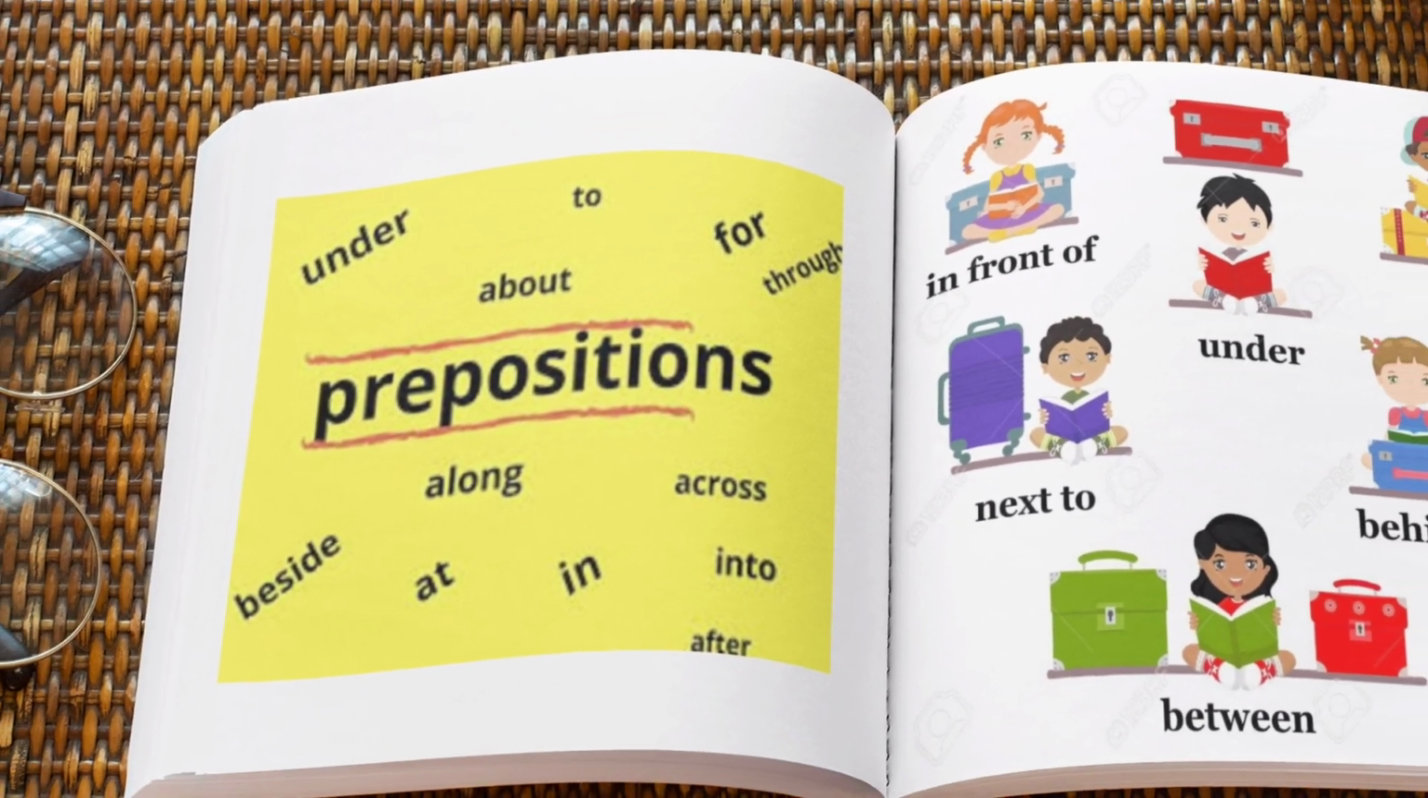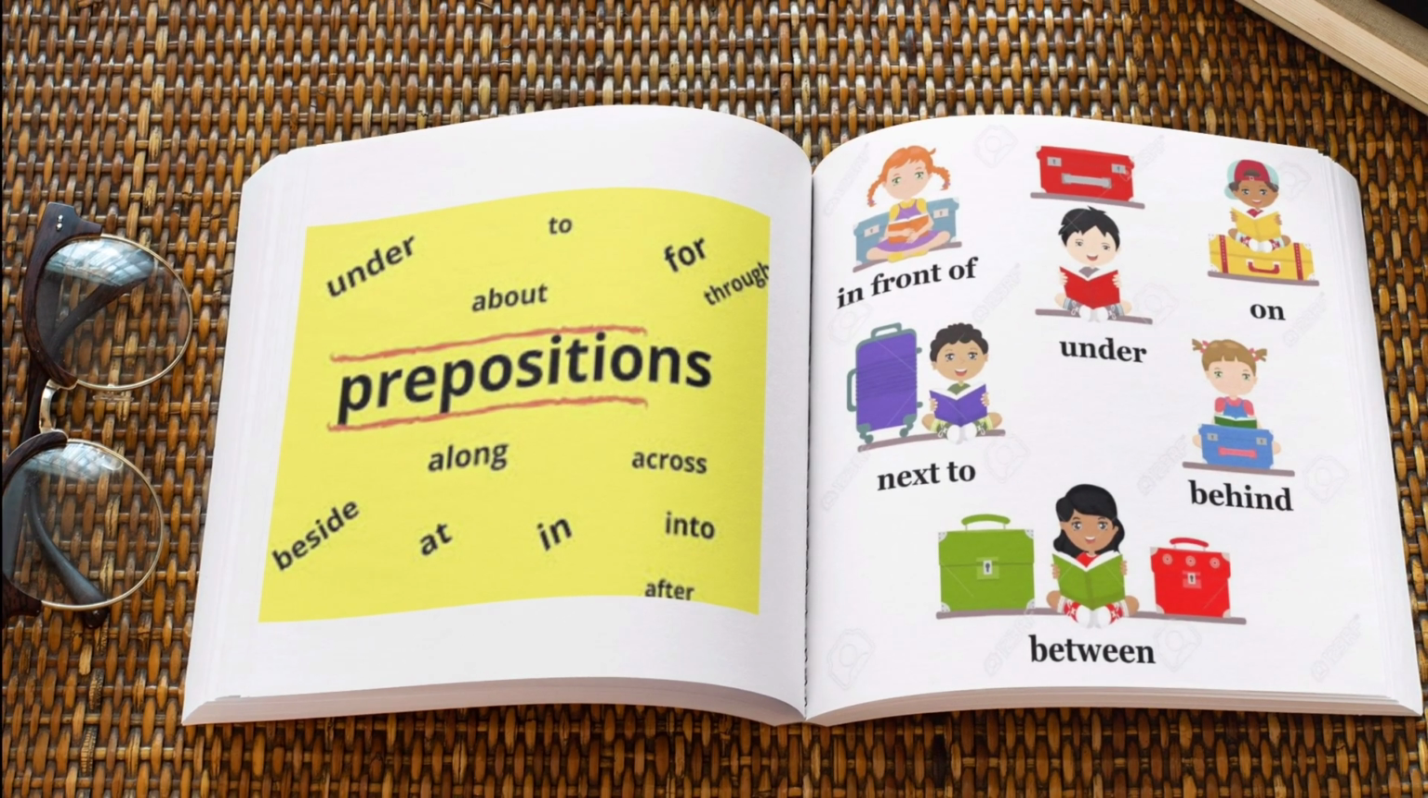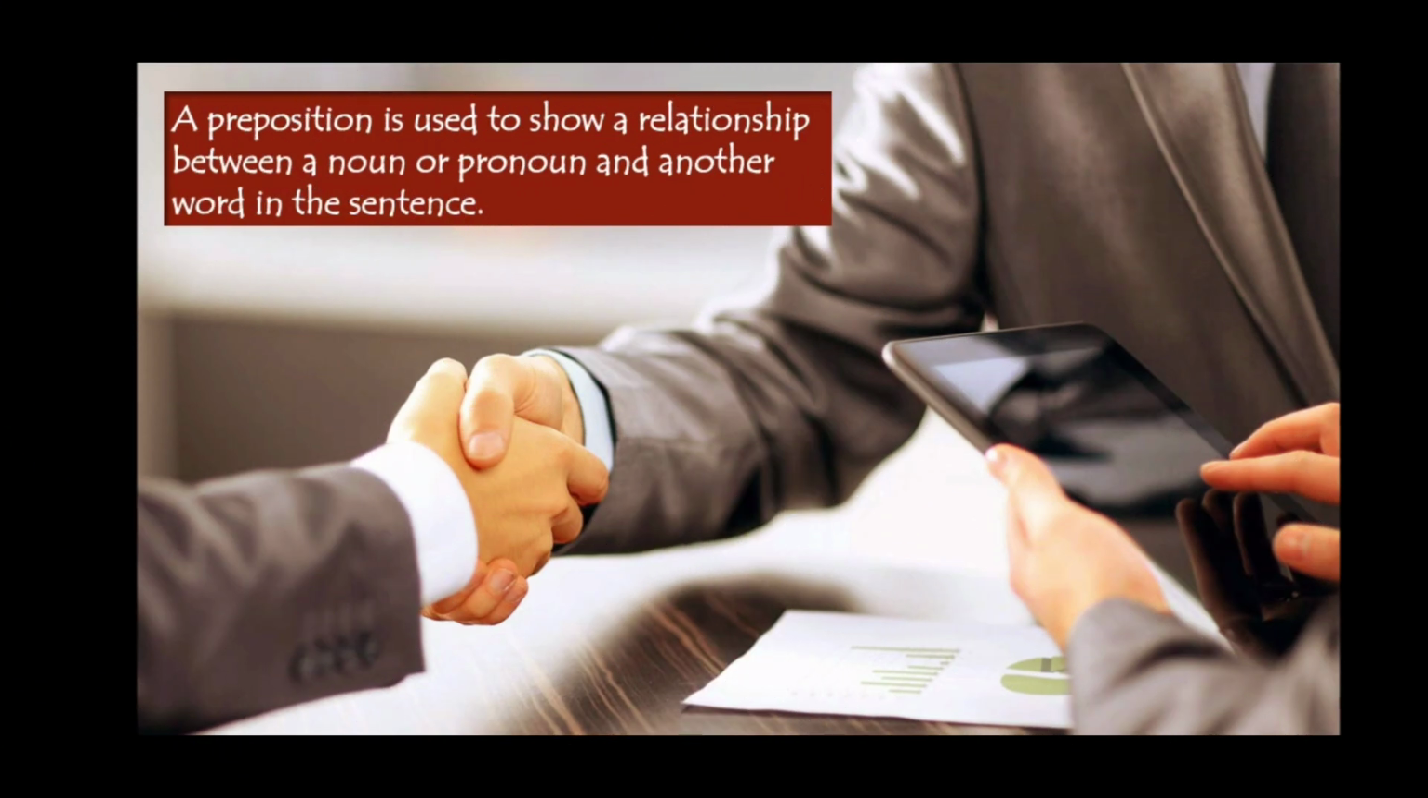There are a lot of prepositions. Let's begin by understanding why we need to use prepositions. A preposition is used to show a relationship between a noun or pronoun, that is a naming word, or a pronoun, that is the words which are used in place of nouns, and another word in the sentence.